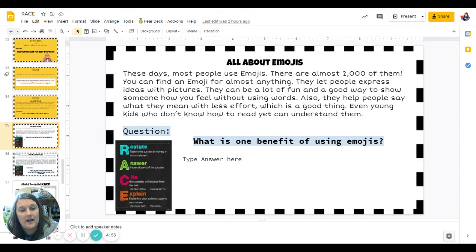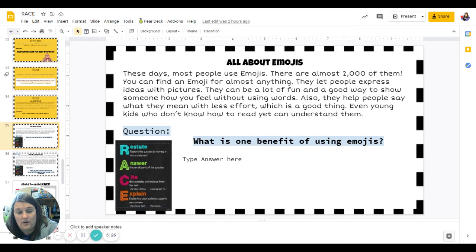All right. So here I have this text all about emojis. I'm going to go ahead and read it, and I want you to think the whole time, what is one benefit of using emojis? These days, most people use emojis. There are almost 2,000 of them. You can find an emoji for almost anything. They let people express ideas with pictures. They can be a lot of fun and a good way to show someone how you feel without using words. Also, they help people say what they mean with less effort, which is a good thing. Even young kids who don't know how to read yet can understand them.